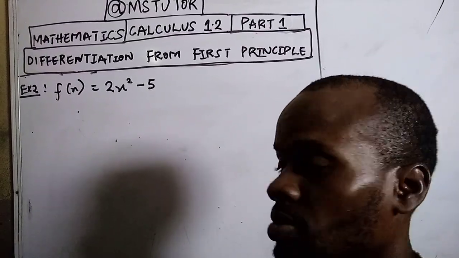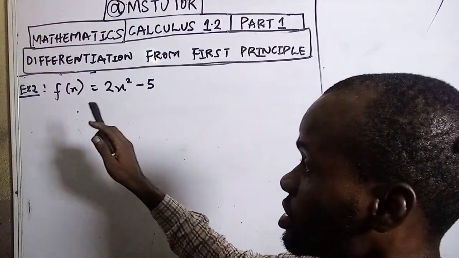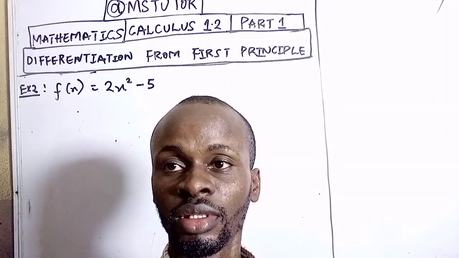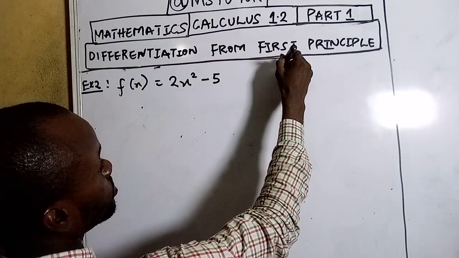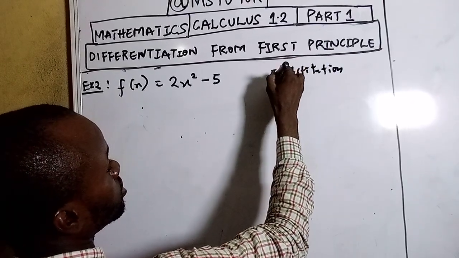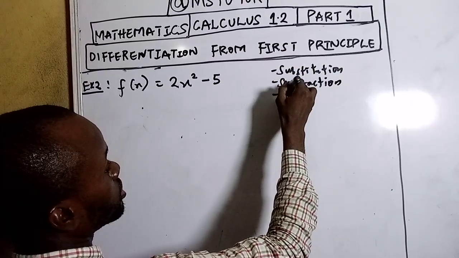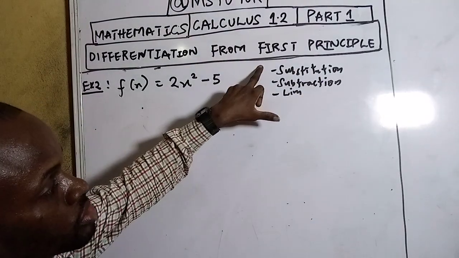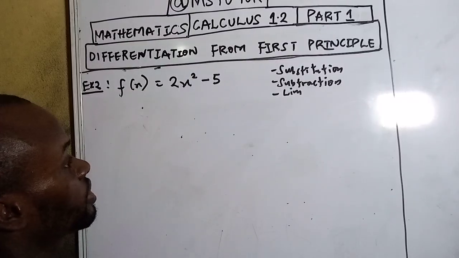So let's see this simple question. Using the first principle, we want to differentiate 2x squared minus 5. So let's get into the solution very quickly. Still using the same steps, don't forget that the first one is substitution, then we go to subtraction, then the limiting stage. First substitute, then go to the subtraction stage, then finally the limiting stage before we have the final answer. We have to be very, very careful.